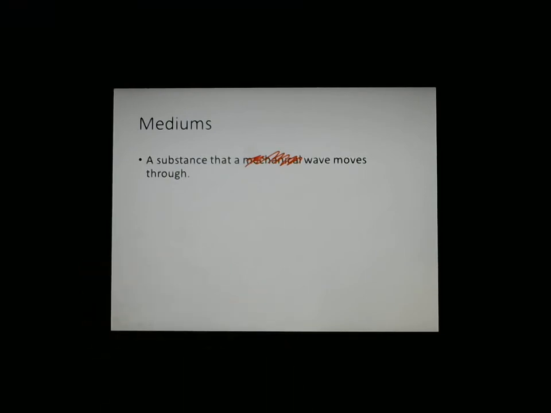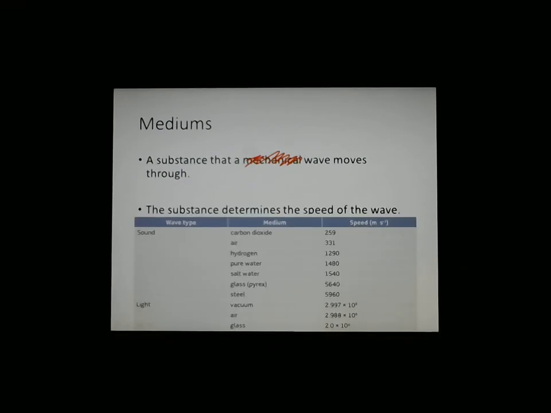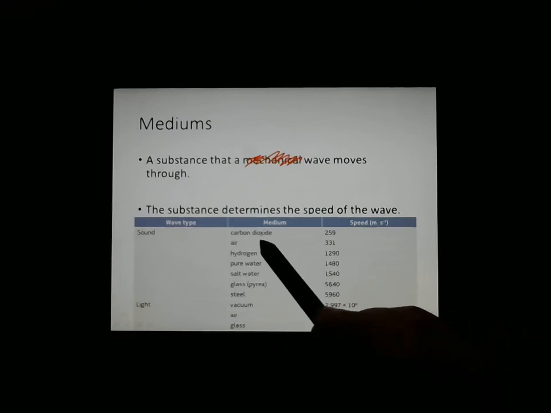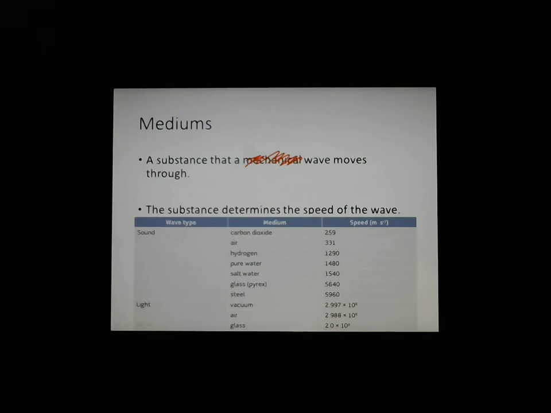As I just mentioned, for light and its speed, the speed of a wave depends on what the medium is made of. There's a great table in your text that has a few different types of waves. It's got earthquakes down underneath it as well, or tectonic waves. And you can see here that different substances, different gases, the speed is quite different. Speed of sound in air is about 331, depending on the temperature. Hydrogen, pure water, salt water, glass, like the Pyrex glass that we use for our beakers and our test tubes. And you can see here, as we get through gases into liquids into solids, the speed is increasing.